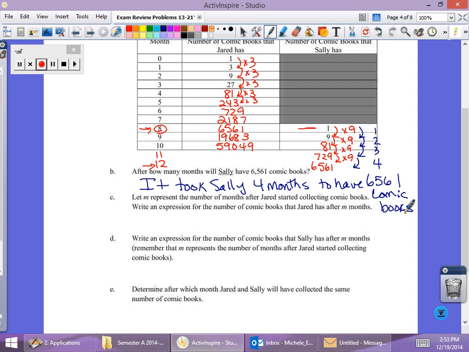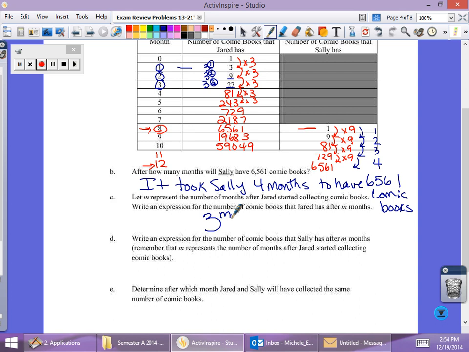All right, part C. Let M represent the number of months after Jared started collecting comic books. Write an expression for the number of comic books that Jared has after M months. Okay, well, what I notice is that for these numbers that are right here, 3 is 3 to the 1st, 9 is 3 squared, 27 is 3 to the 3rd, and every time this exponent that is with the 3 matches the month number. So Jared's expression would be 3 to the m power.